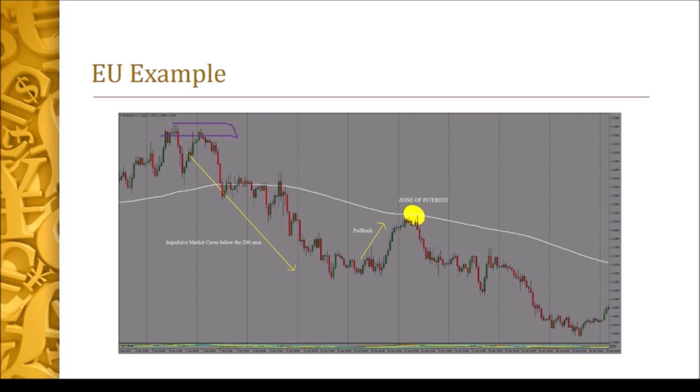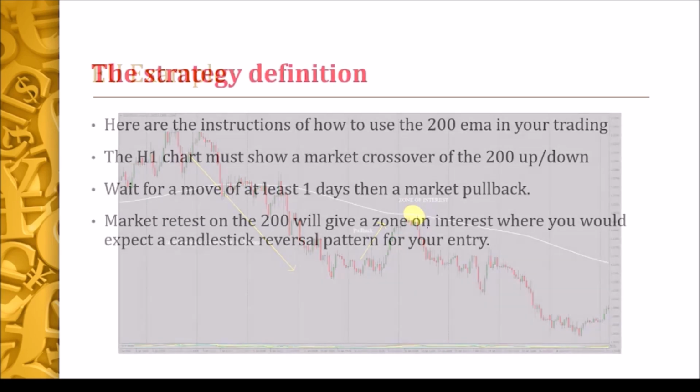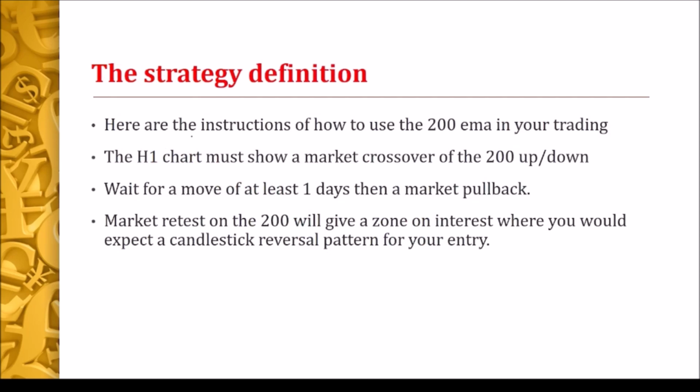From this point, we can see that the market went below the 200 EMA, which was an impulsive market cross below the 200 EMA. After that, we can see a price pullback to the 200 EMA to give us a zone of market interest where we are looking to get reasons for entry within the market. So let's go ahead so that you fully comprehend and understand how to utilize this.